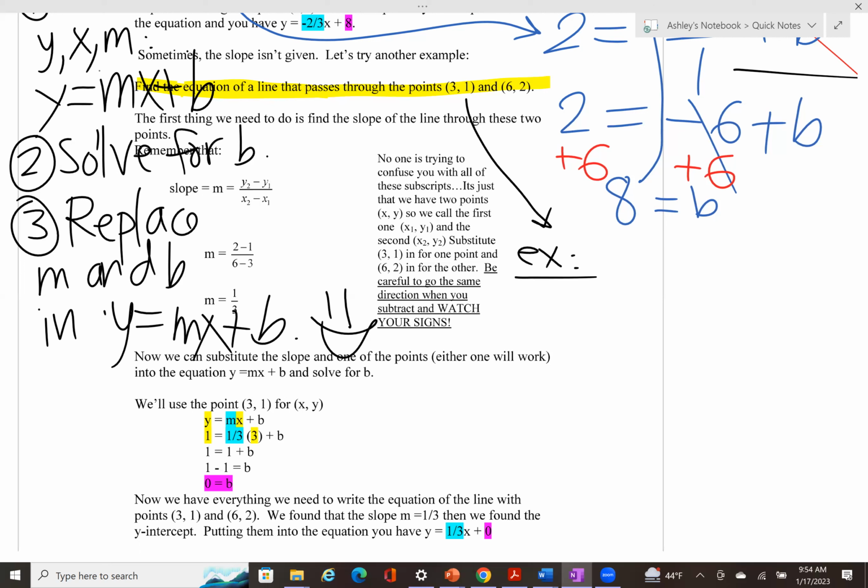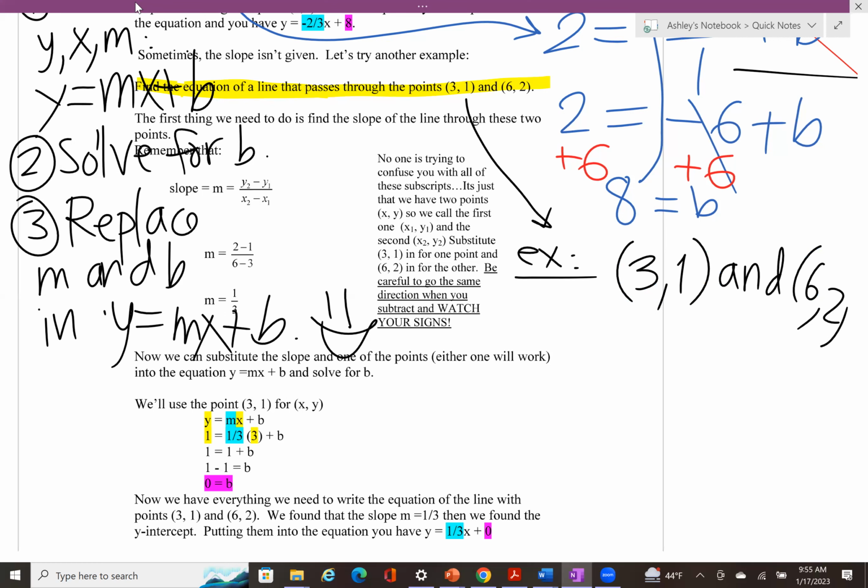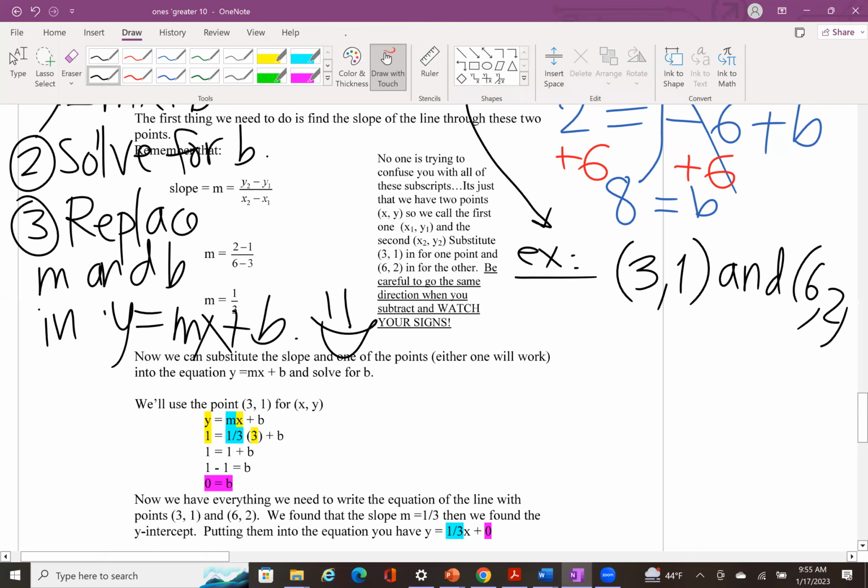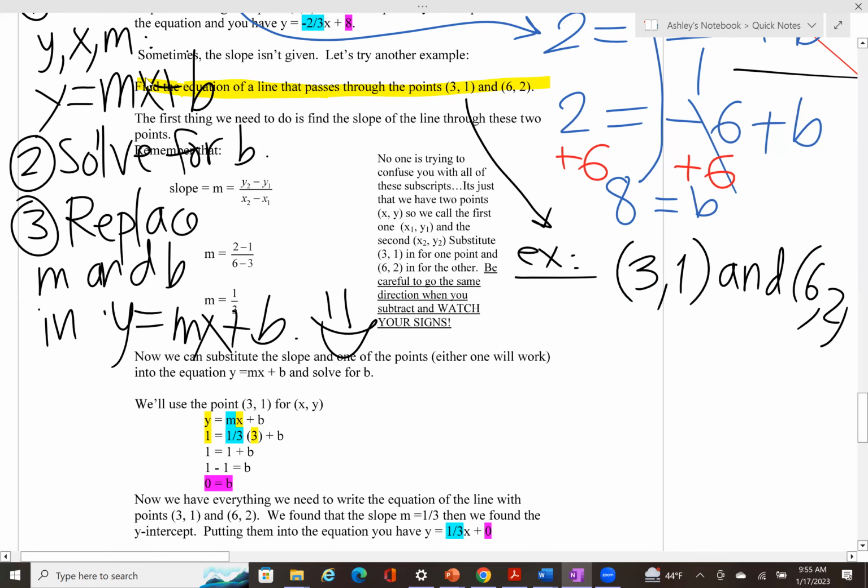So they're saying find the equation of the line through, they didn't give us the slope, they gave us 2 points. That should be enough. I just have to do a little extra work. 3, 1 and 6, 2. So it's still the same idea, but I want to eventually fill in m and b. In the last example, I knew m, so that was fine. But this time I don't know m, so I have to introduce a new formula.